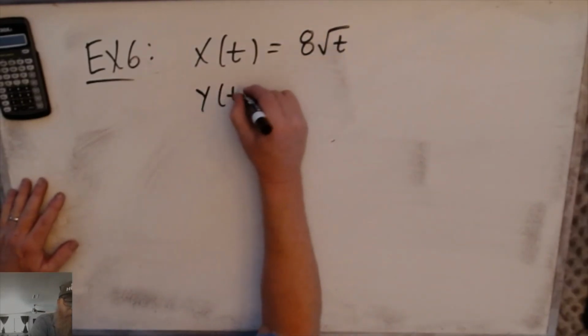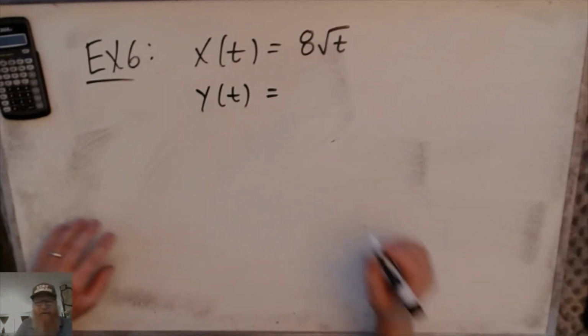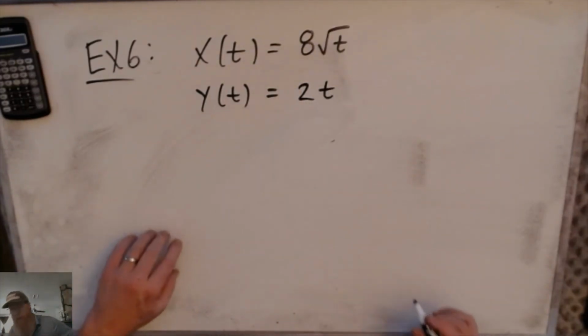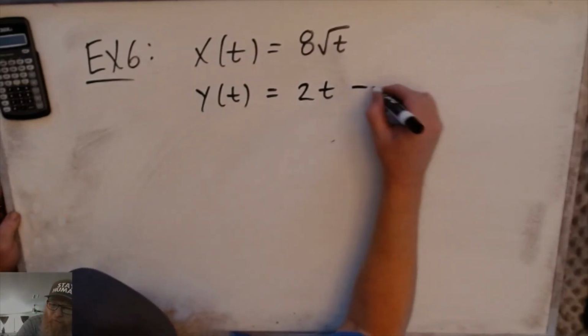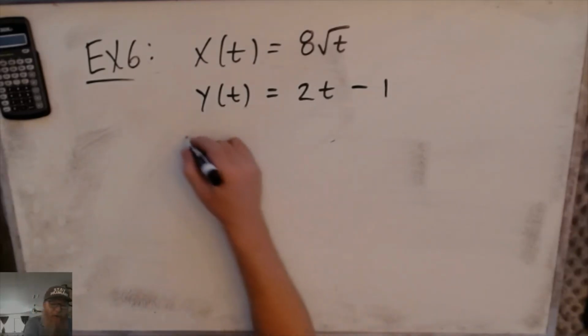Let's try another one, example 6. So x equals 8 square root of t, and y equals 2t minus 1. Let's eliminate the parameter and then graph.